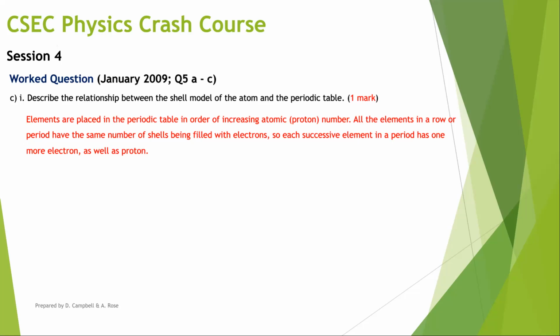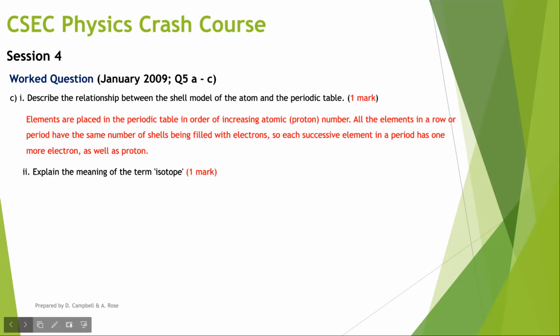And remember that the electrons are present in electron shells. Because in an atom, the number of protons is equal to the number of electrons, as you move to the right of the periodic table, you increase in proton number as well as the number of electrons that are being put in each of the shells. So each successive element in the period has one more electron and one more proton.